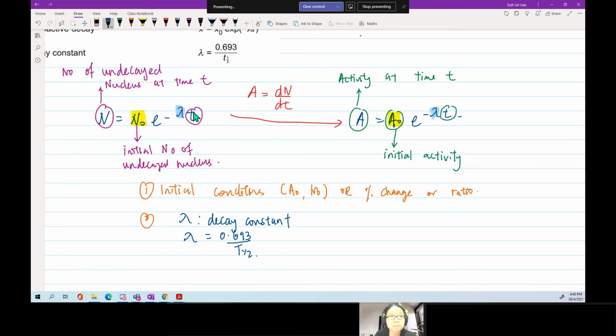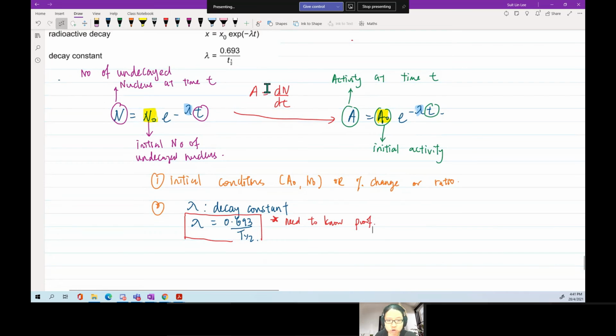But, and I say this, I don't know if it is important to you or not, but this one, you need to know the proof. How to show that lambda is ln 2 over half-life, where 0.693 is ln 2, or how to show that half-life is ln 2 over lambda.